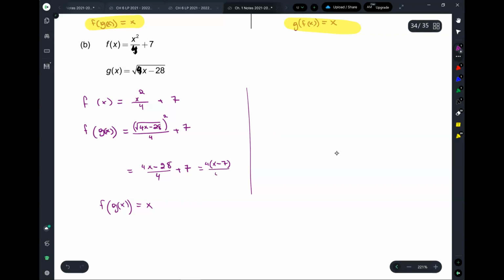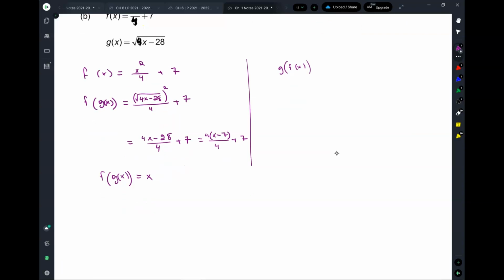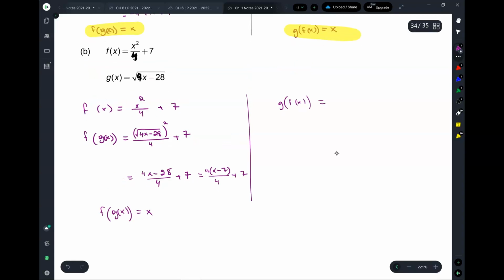The 4 comes out, and then you get x. So now what about g of f of x? It's x minus 7 plus 7, and the 4 here, and then it's x minus 7 plus 7, x minus 3. Okay, I apologize, I went over that a little quickly. Should we go back? No, we're good. You guys okay?